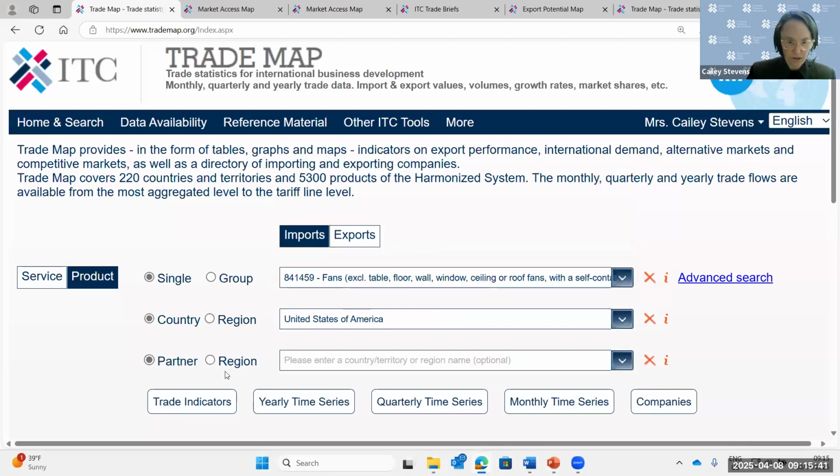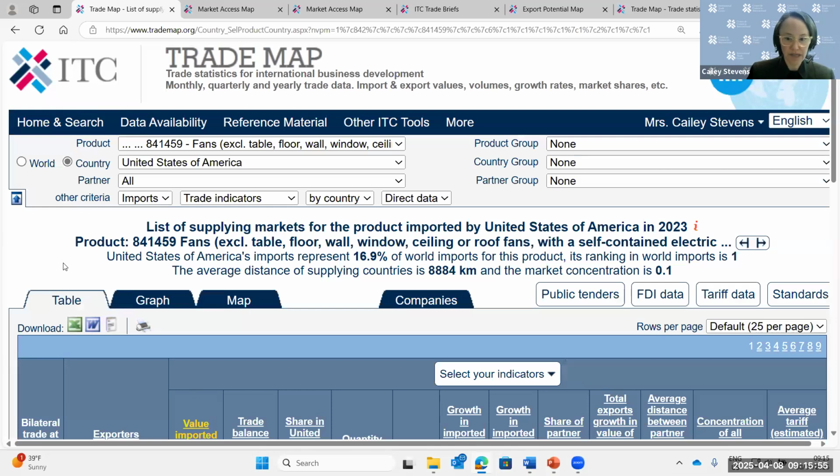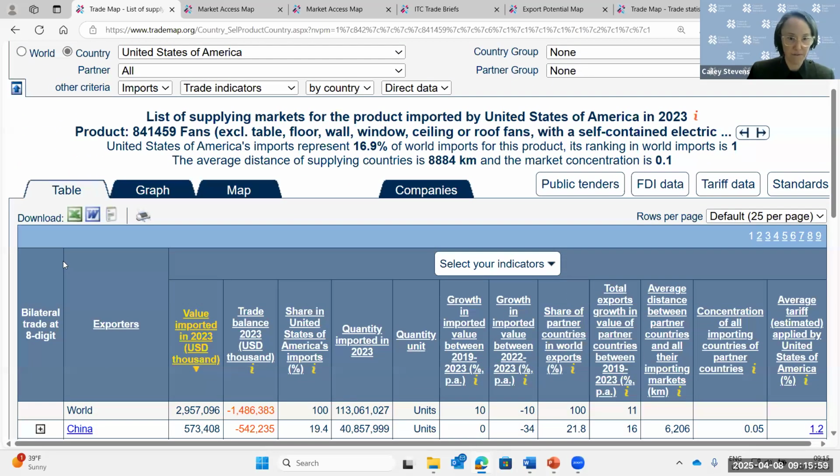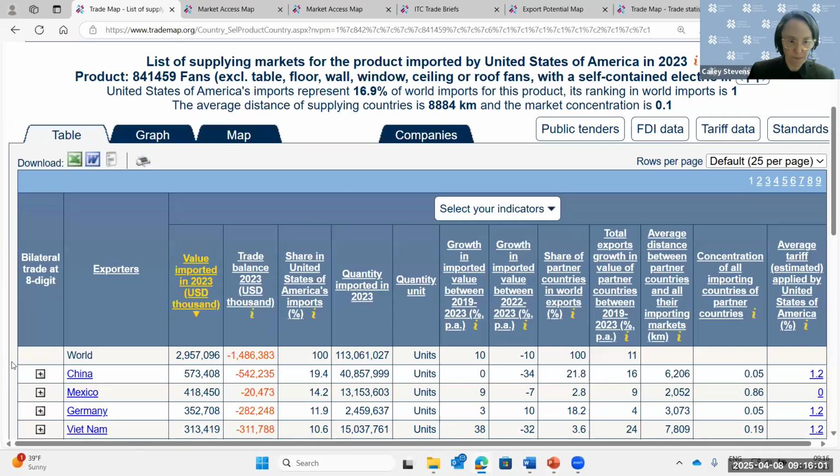Okay. So we are looking at the USA's imports of fans. We are going to now click Trade Indicators. And this table is going to show us the largest suppliers of fans to the US market.